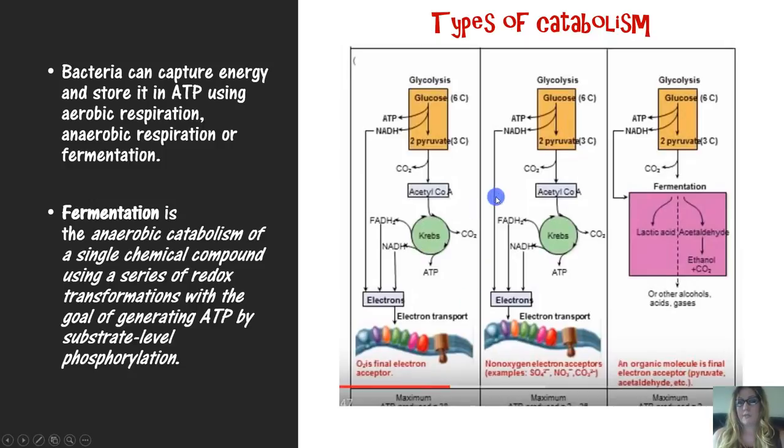The second block, the one in the middle here, you'll see we've got our glycolysis, we have our transition reaction. We have our citric acid cycle or Krebs cycle, and we have our electron transport chain.